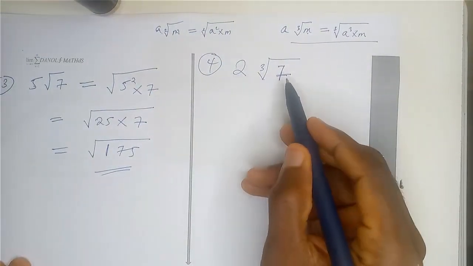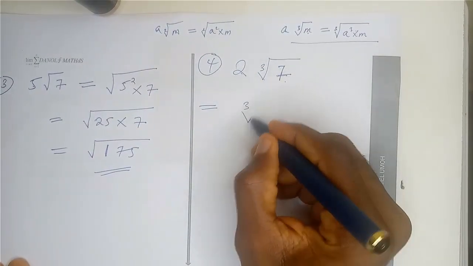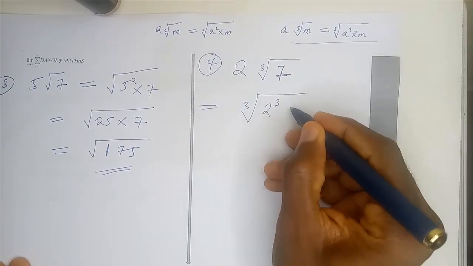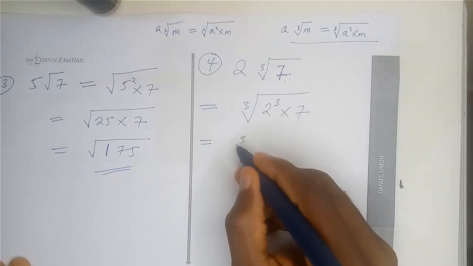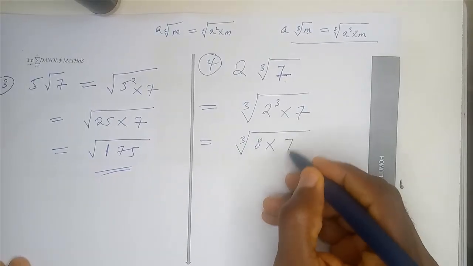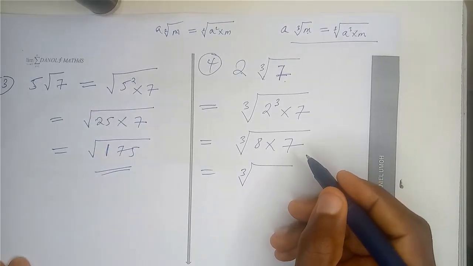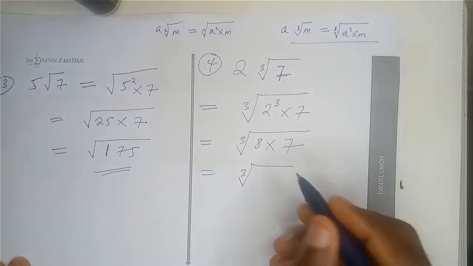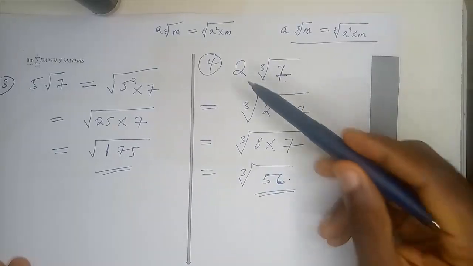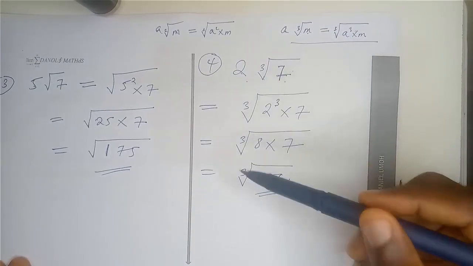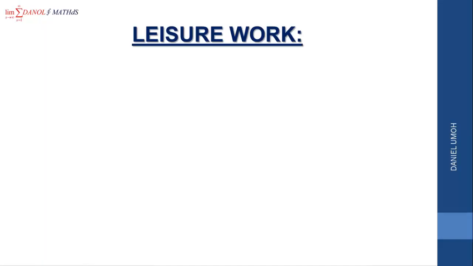So 2 cube root of 7 is equal to, when I push this 2 in here, I have cube root of 2 raised to the power of 3 times 7, because we are dealing with cube root. And this will give me cube root of 8 times 7. This equals to cube root of, what is 8 times 7? 8 times 7 is 56. It therefore means that 2 cube root of 7 is equals to cube root of 56. I hope you understand what we have done so far.